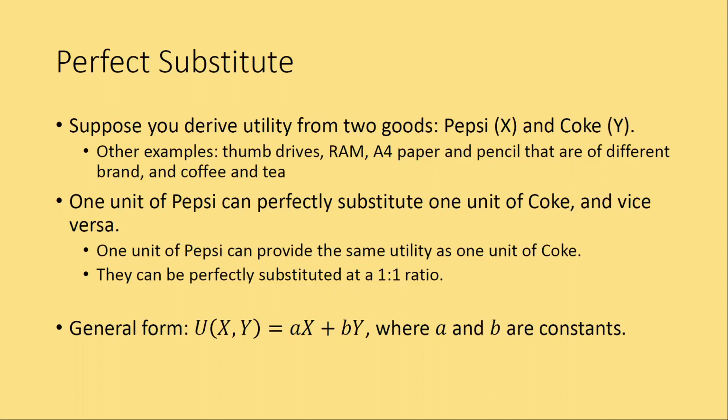So the idea is that for people who derive utility from consuming Pepsi and Coke, 1 can of Pepsi can be perfectly substituted by 1 can of Coke and vice versa. Each unit of them provides us the same level of utility. For this kind of relationship between the two goods, we call them perfect substitutes, and we have a general form of utility function for them. The general form is u(x,y) equals ax plus by for some positive constants a and b.